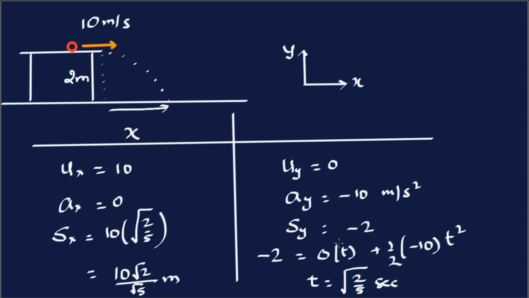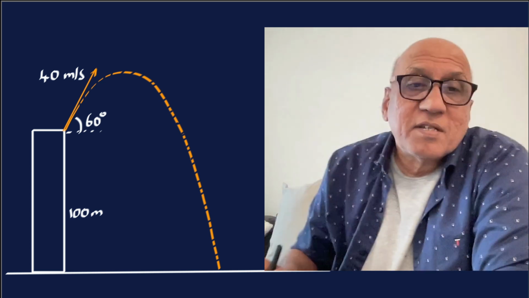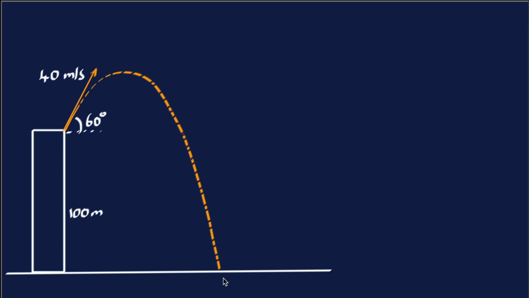This is problem number 2. Our third problem is a very interesting problem where a ball is thrown up with an initial velocity of 40 meters per second at an angle of 60 degrees to the horizontal from the top of a tower 100 meters high. The question is, how far away does it land and how long does it take to land on the ground? So, as usual, we will start the problem by setting up a coordinate system.